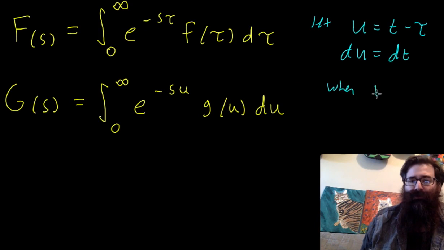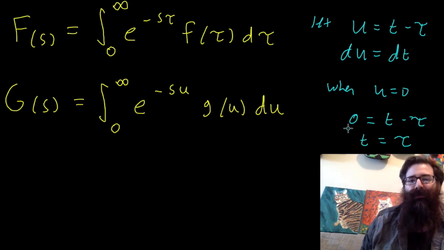When u is equal to 0, this means that 0 is equal to t minus tau. If I solve for t, I can just move tau over. That means t is equal to tau. And similarly, what about when u is infinity or unbounded? Well, that means that t would have to be positive infinity as well.